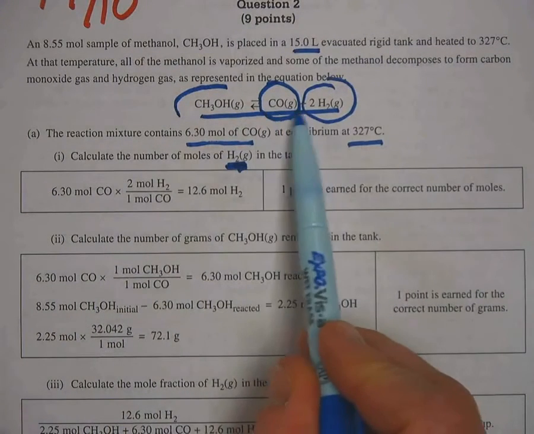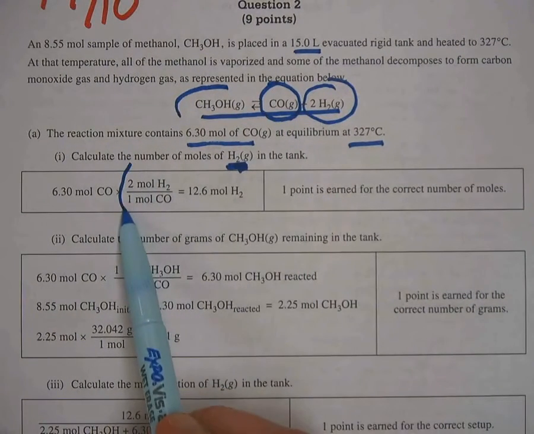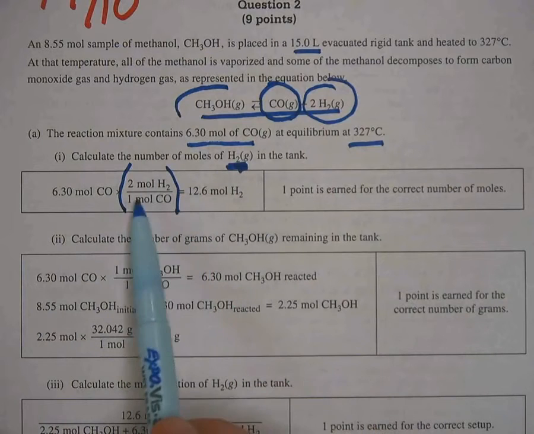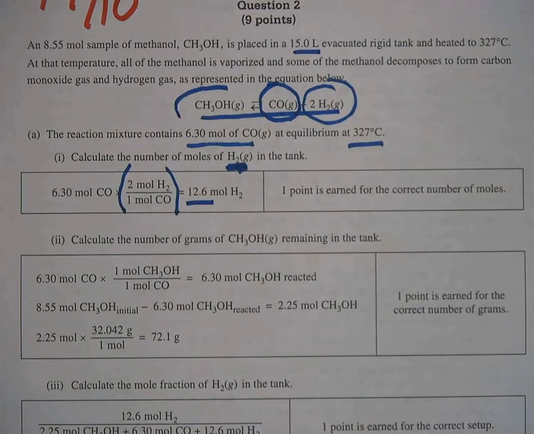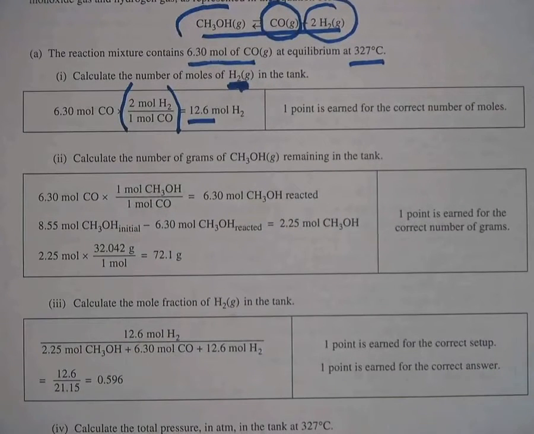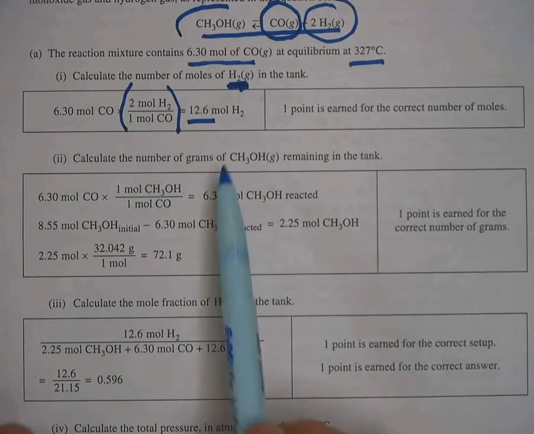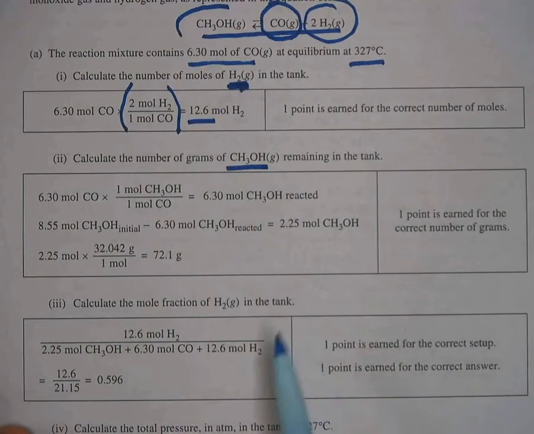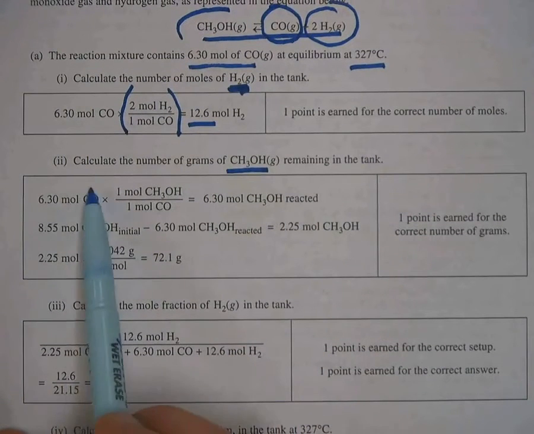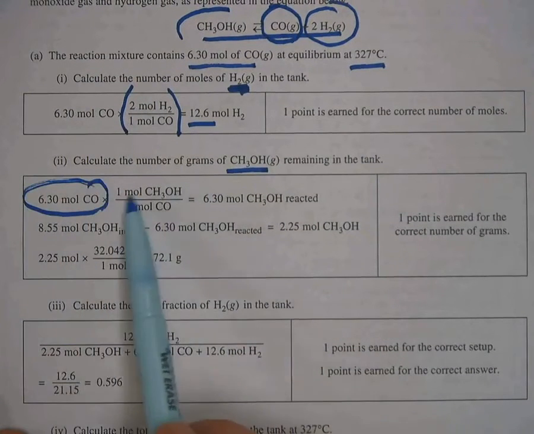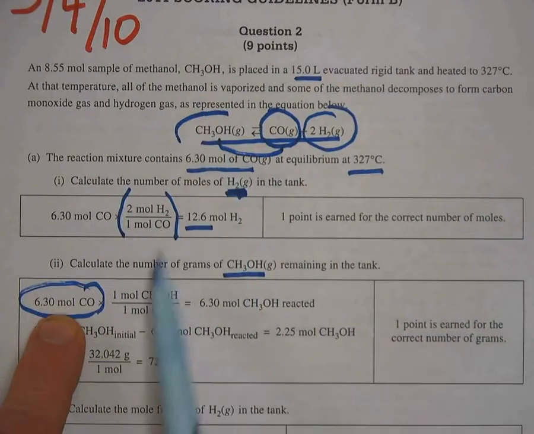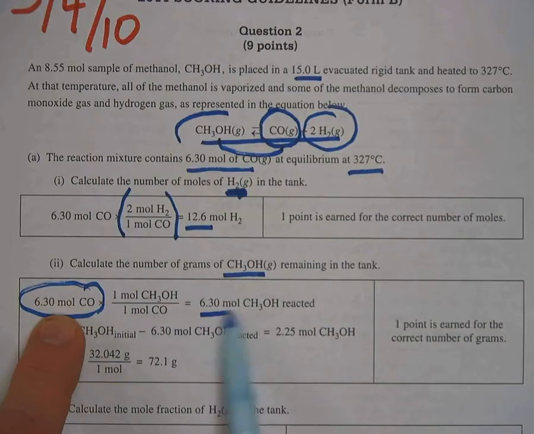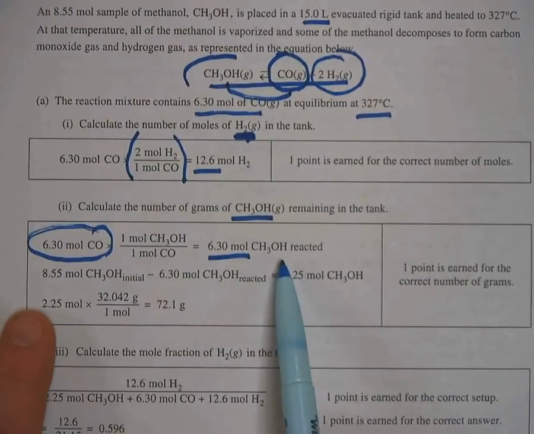Notice it's a 1:2 ratio. So I take that 6.3 moles, multiply it by a ratio of 2 to 1, and I end up with 12 moles right there. Stoichiometry, right there, easy gimme question. Okay, next they ask a moles to grams question. So it's calculate the number of grams of methanol remaining in the tank. So once again, a stoichiometric ratio problem right here. CO to CH3OH is a 1-to-1 ratio right here. So you get 6.3 moles of that reacted.